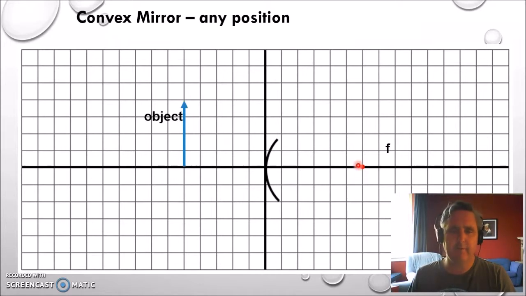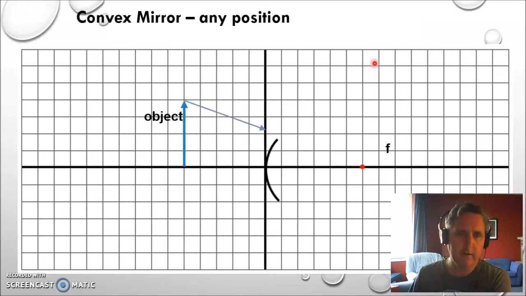What we remember about the focal point is there is a center of curvature, twice the distance, so that's over here, 12 of these squares away. And remember, the center of curvature is the center of a curve. If I was to draw the circle of this curve, the center of curvature will be the center of the circle. Right, let's start drawing the light rays.